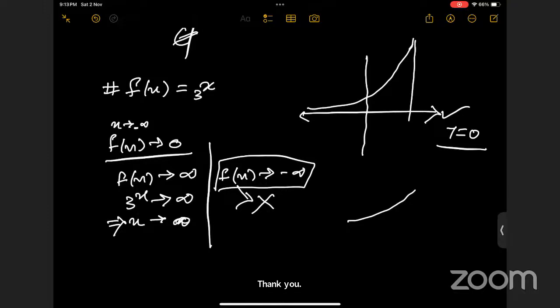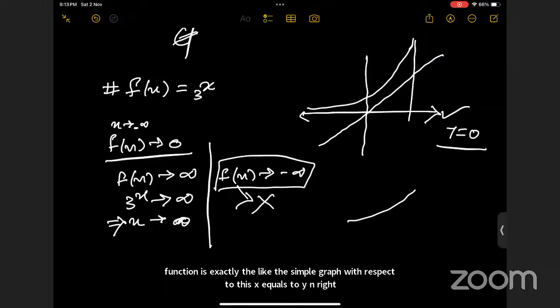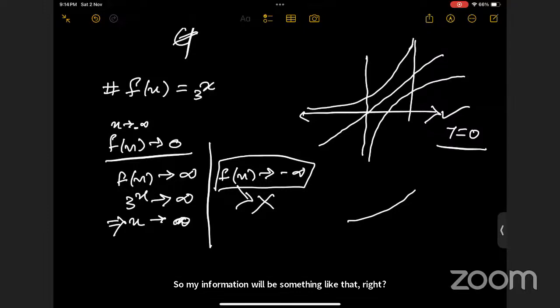If we take the inverse function, it is exactly the symmetric graph with respect to the line x equals y, right? Yes. So maybe the inverse function will be something like that. For that, you can check there is no horizontal asymptote, but you can find a vertical asymptote here. Yes, ma'am. So it will be just the opposite for the inverse function.